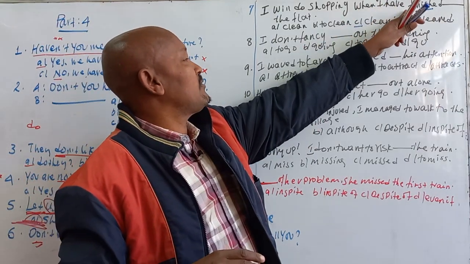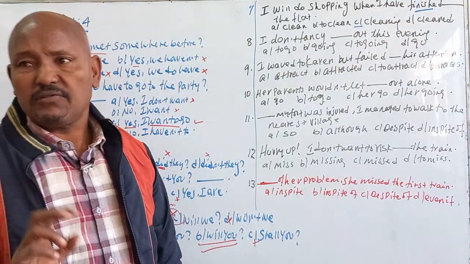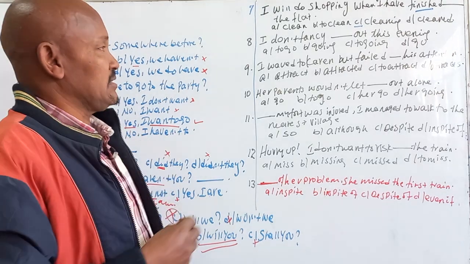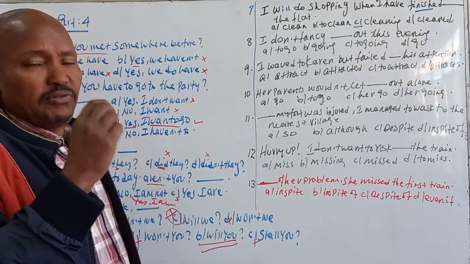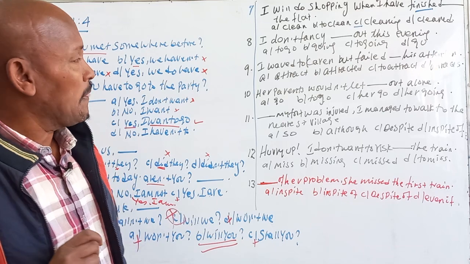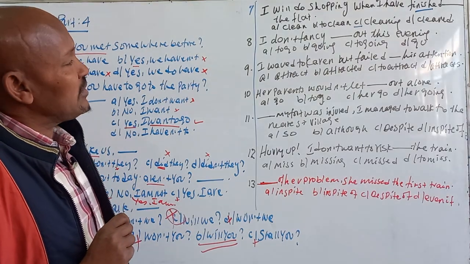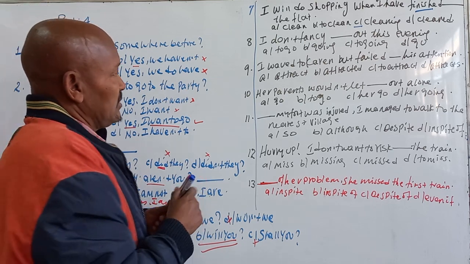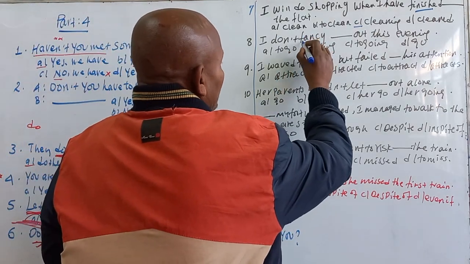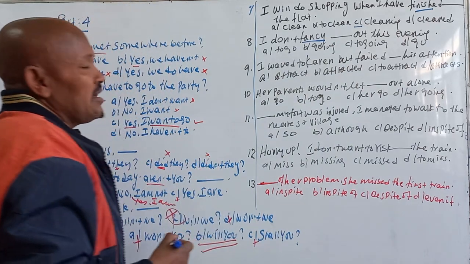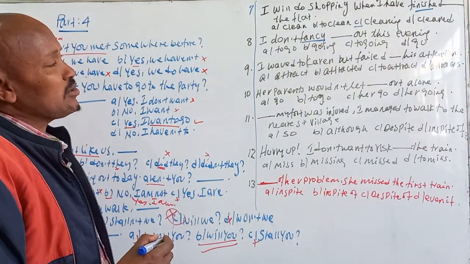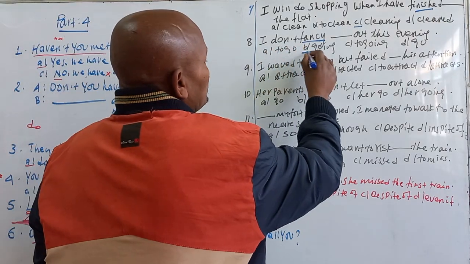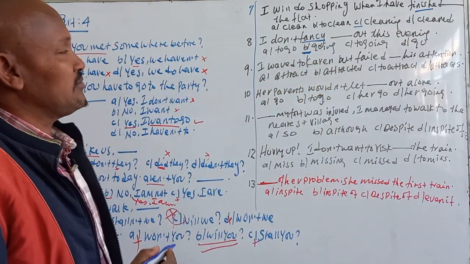When do we use finish? Is it verb plus ing, verb plus object, or verb plus to? You have to think it over like this, and then you finally underline the correct word. Number 8, I don't fancy out this evening. What does fancy mean? Is it a verb plus ing, a verb plus to, or a verb plus an object plus to? So this is a verb plus ing: I don't fancy going out this evening.